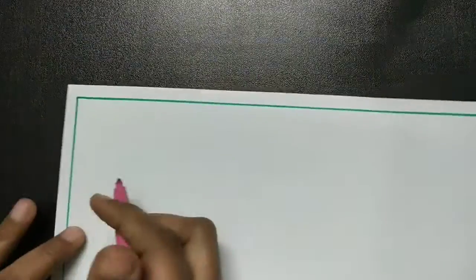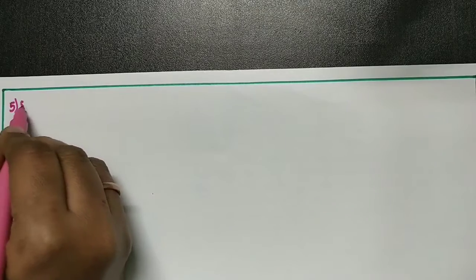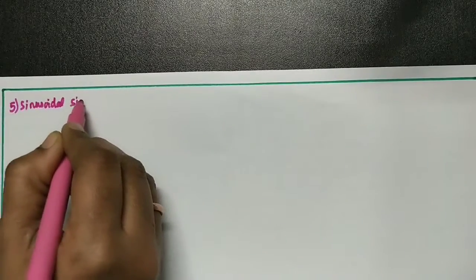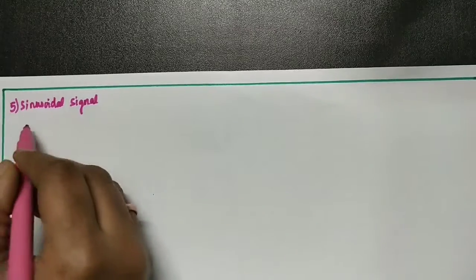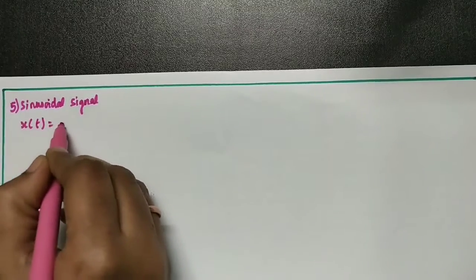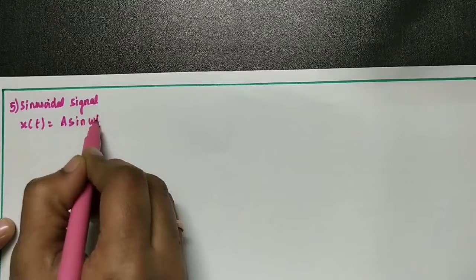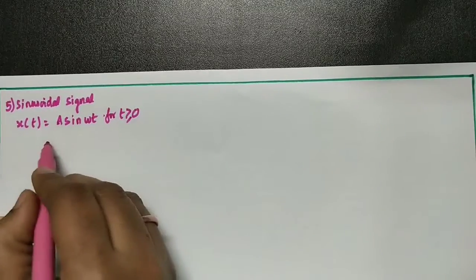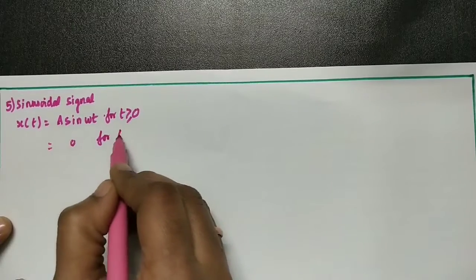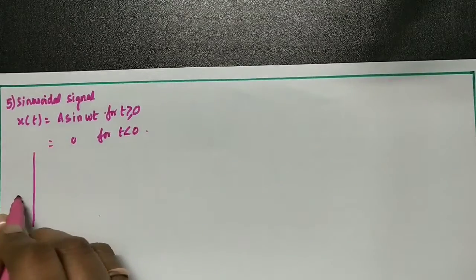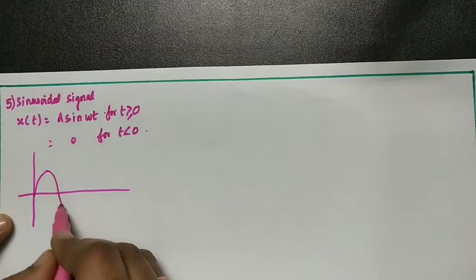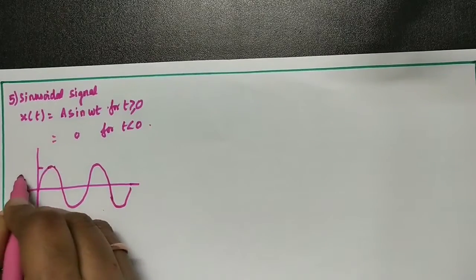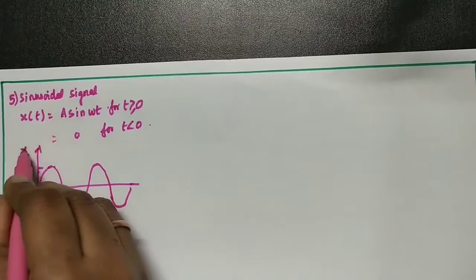The last one is the sinusoidal signal, which we know. The fifth one is the sinusoidal signal. So x of t can be represented as a sin omega t for t greater than or equal to 0, and 0 for t less than 0. The curve will be like this, a sinusoidal waveform. The amplitude is A, represented here.